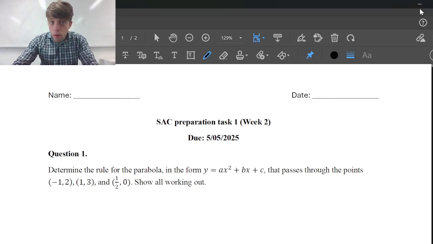Today we're going to be looking through the first of several SAC preparation tasks that I'm getting you to do in the lead up to the investigation. So, this first question here relates to determining the rule for a parabola.